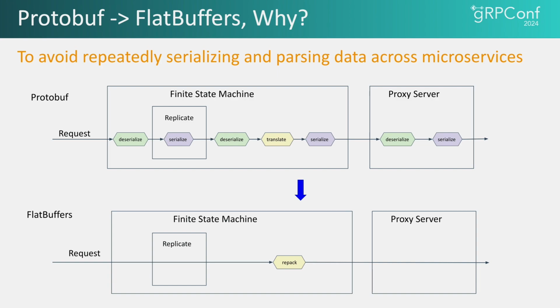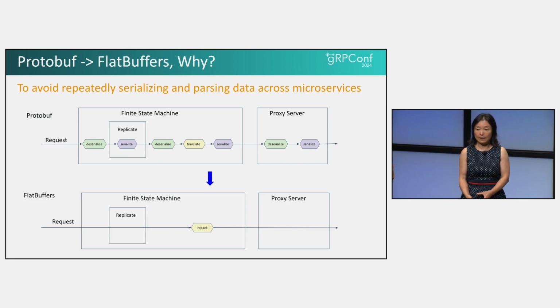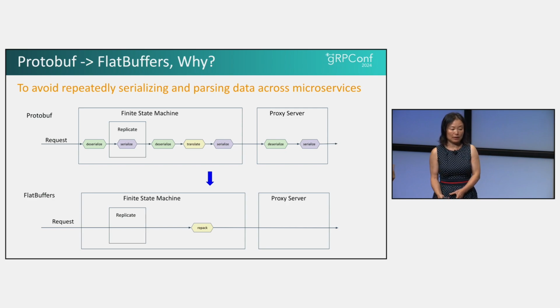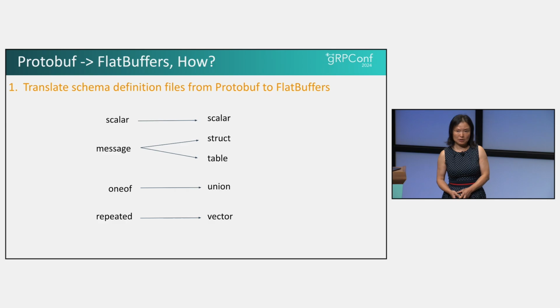When the request arrives, there's no need to deserialize it, and instead data is directly accessed from the raw buffers. And later when it needs to get ready to be sent to the next microservice, it undergoes a simple repack operation, which is far less resource intensive compared to the full serialization process. And finally, when the data reaches the new microservice, it can be used and repacked as necessary without the overhead of deserialization and serialization. So having gone through the motivation, let's move on to the how.